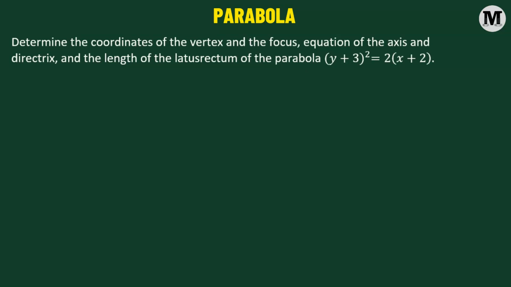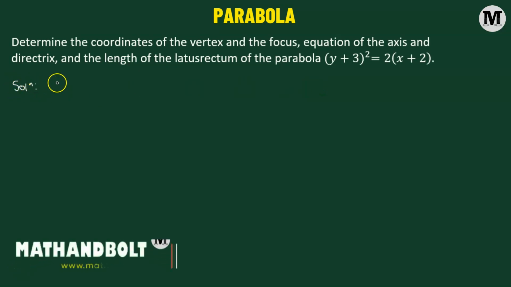So here we have the parabola with the equation (y + 3)² = 2(x + 2). We need to determine the coordinates of the vertex and the focus, the equation of the axis and the directrix, and the length of the latus rectum of the parabola. Let us begin.